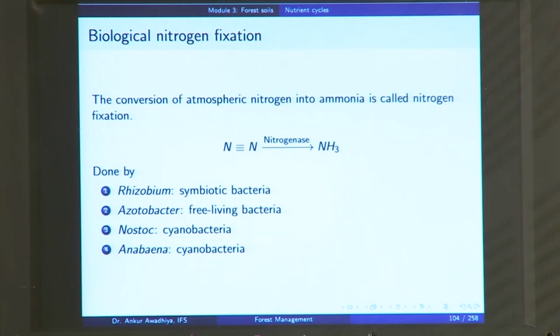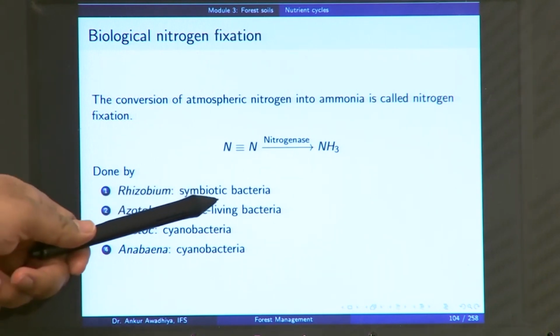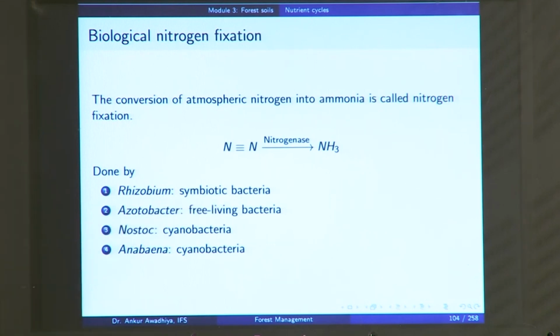Now, another organism that does nitrogen fixation is Azotobacter, which is a free living bacteria. Now, this bacteria is not living in the form of root nodules with another organism, it is free living, it lives on its own. Now, apart from bacteria, you also have the cyanobacteria or the blue green algae such as Nostoc and Anabaena. Now, both of these are also able to perform the nitrogen fixation.